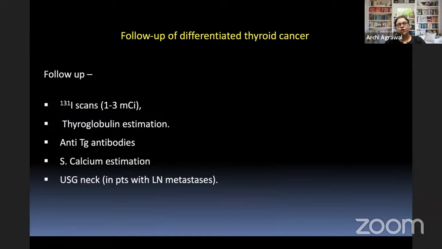So how do we follow up these patients? First, we follow up with I-131 scan, that is at 6 months. We do a thyroglobulin estimation. We do anti-TG antibody. Serum calcium estimation is always done, because before putting the patient in an isolation ward, we don't want low calcium levels or tetany or anything of that sort. So we always measure the serum calcium and a USG neck, particularly in patients who have lymph node metastasis.